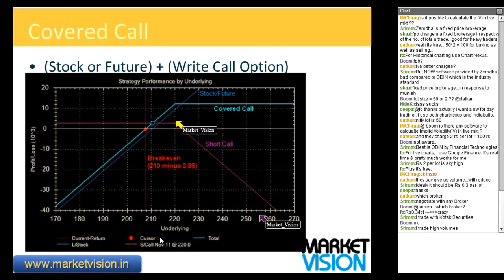Versus if you didn't do the covered call, you would start losing money right now, which is at 210 rupees. So the short call gives it a little bit of a buffer on the downside. What it also does is cut off returns on the upside. So you start noticing that at 240 or 250 your profit is constant. You don't make the same profit as the stock itself.